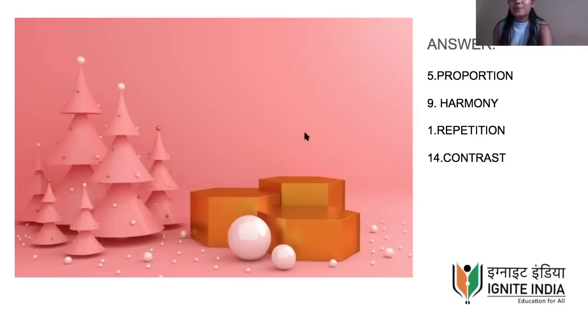The third definitely is repetition, because you will see one object is being repeated again and again. There's a cone which is being repeated, there's a sphere which is being repeated, this pentagon 3D structure is being repeated, and the last one is contrast. There's a certain kind of contrast in the shape, in the color, in the elements of the whole image. So I hope I have made it clear.